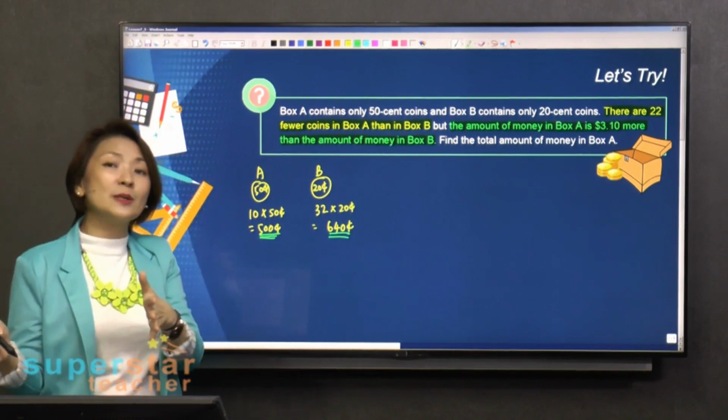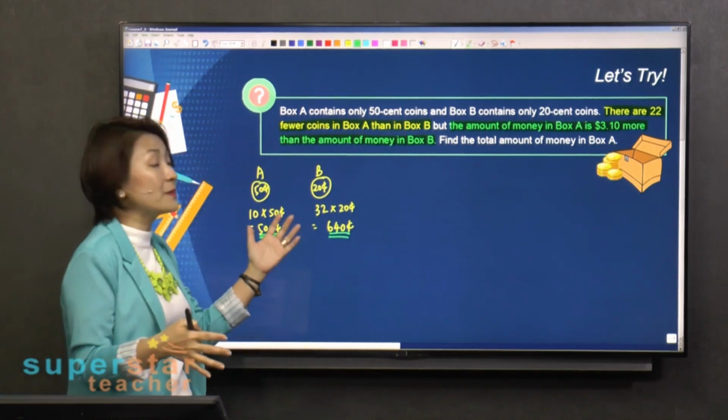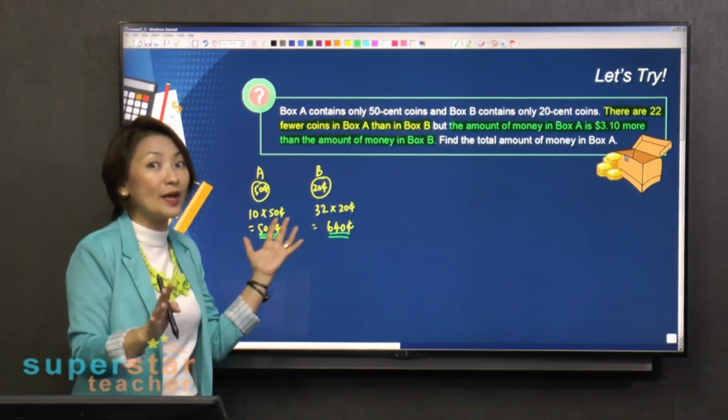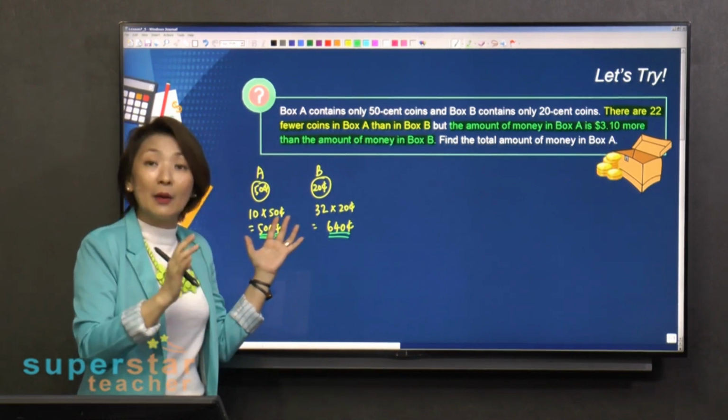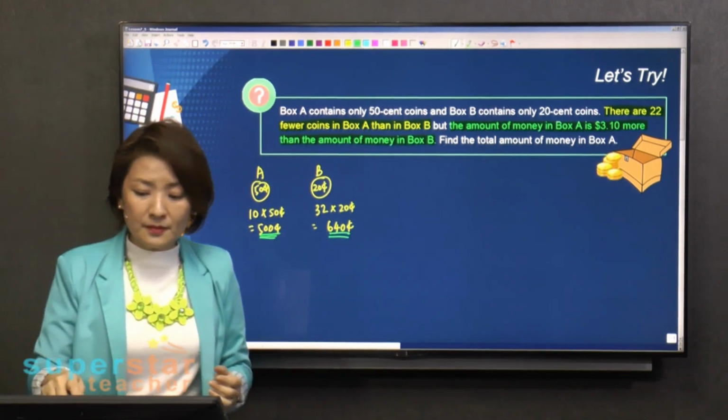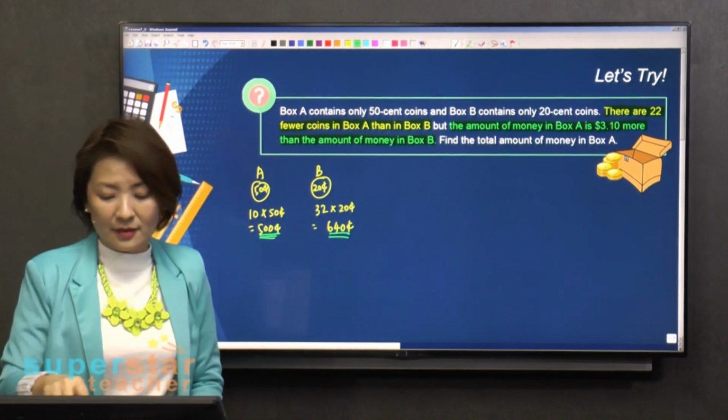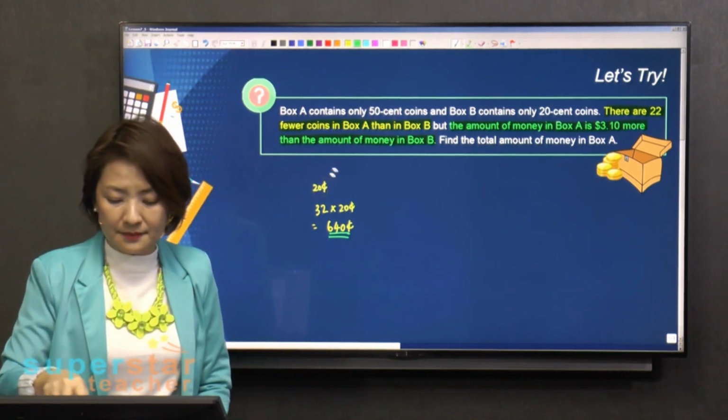But for this particular question, to teach you, apart from guess and check, which I assume you are already quite good at because I've done a few, I want to show you another method. Another way of working. So let's see.